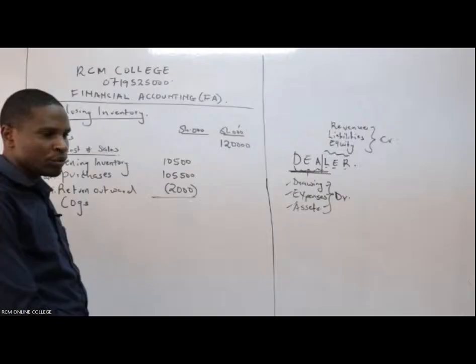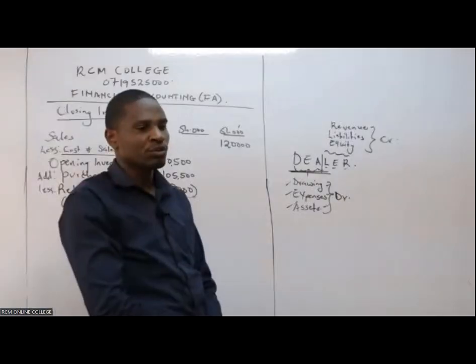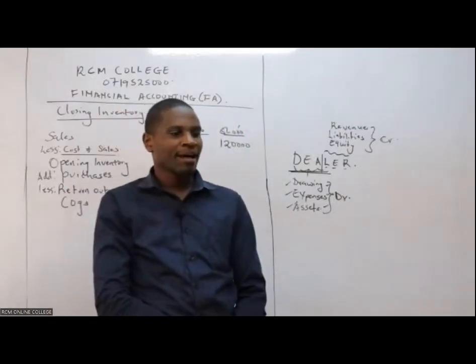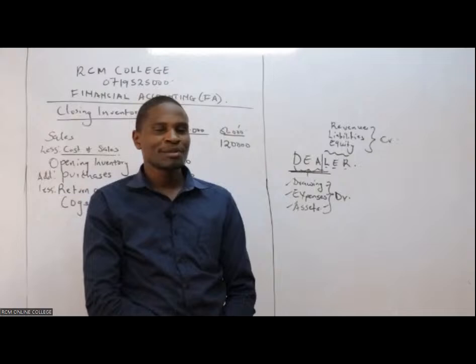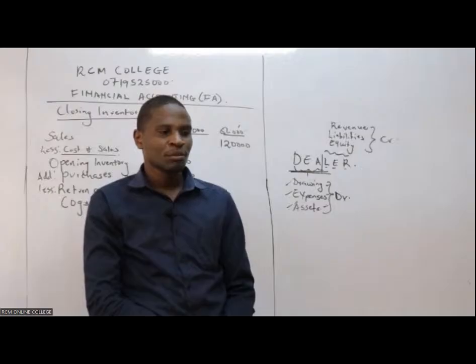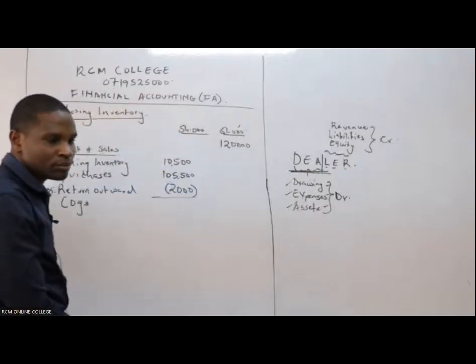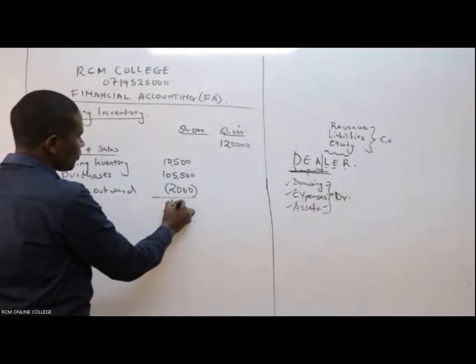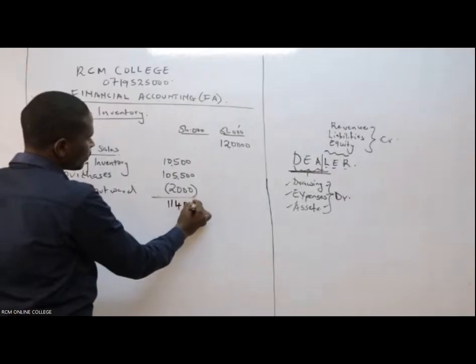So somebody is giving me this: 10,500 plus 105,500 minus 2,000. What are you getting? That one is simple. You can use your phone. That is simple mathematics. 114. This is Miss Weasley. Miss Weasley anatuambia kwamba ni 114,000.